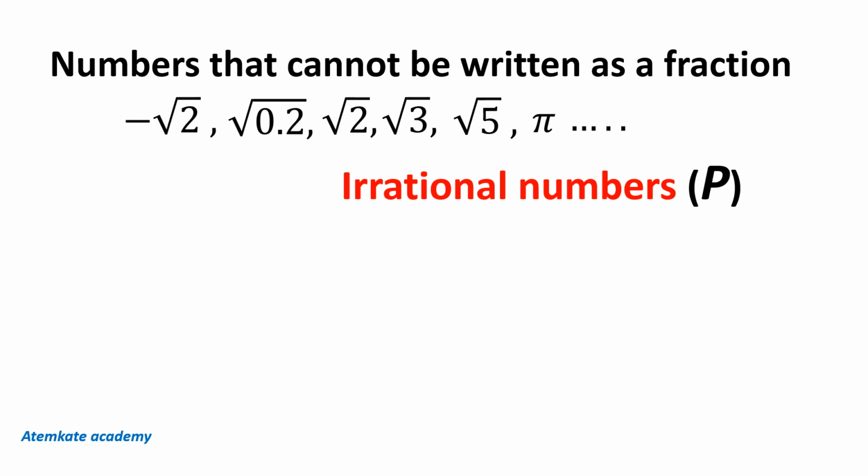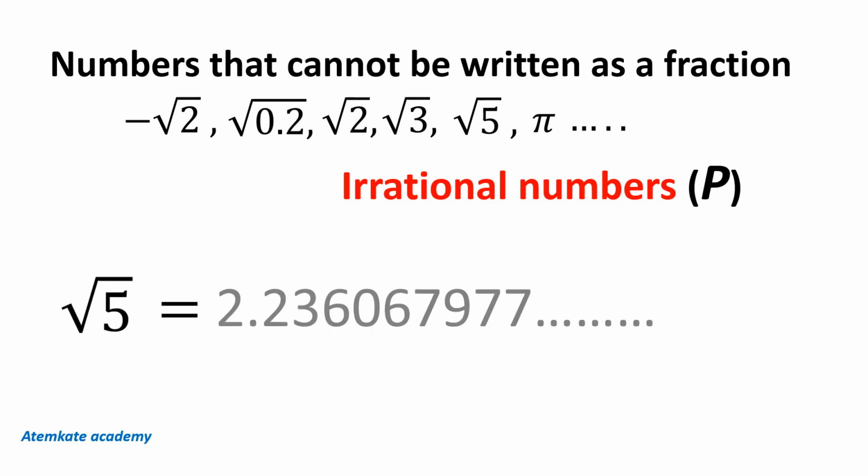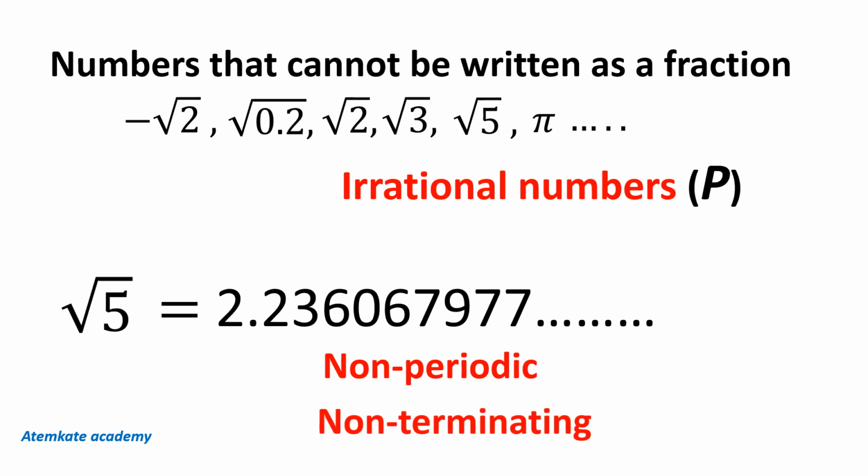For example, if you take the square root of 5, you are going to have 2.23606797 and so on. Let's look at this value again. Have you seen any pattern that is repeating? The answer is no, because there is no repeated pattern. They are known to be non-periodic. When you look at this decimal expansion, you can see that the value is never ending, hence they're non-terminating.